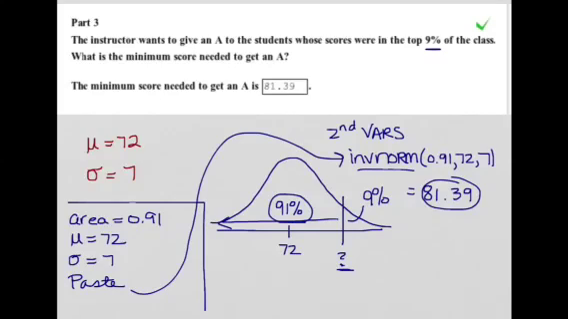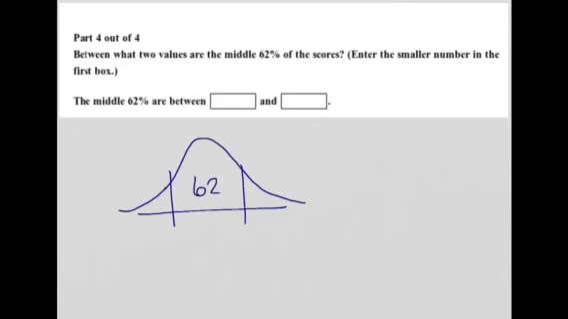And all of the problems in this section are fairly similar. You're doing basically the same thing. Let's take a look at part 4. In this problem it says between what 2 values are the middle 62% of the scores. So again, I'm going to draw my distribution, do my best. All right. And we want the middle 62%. So it's 62% in the center. And we want to know between what 2 values. So we have two values to find here.